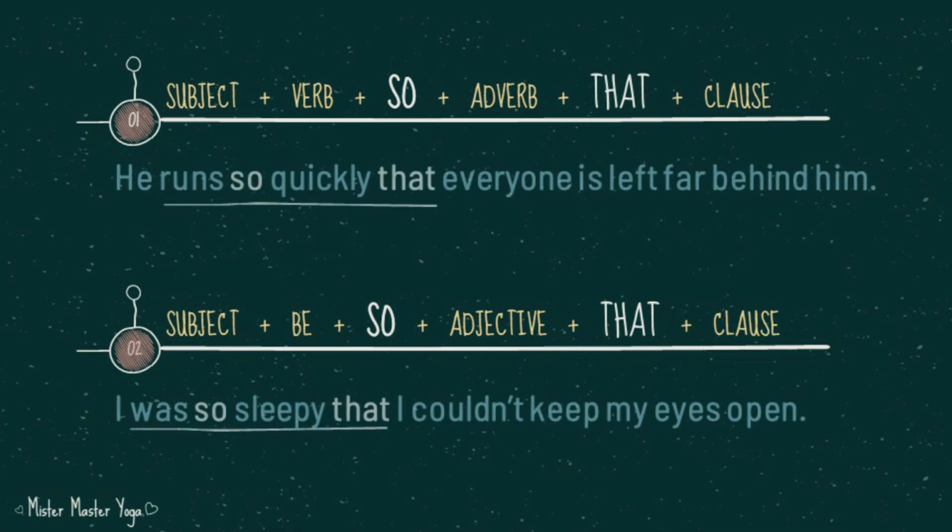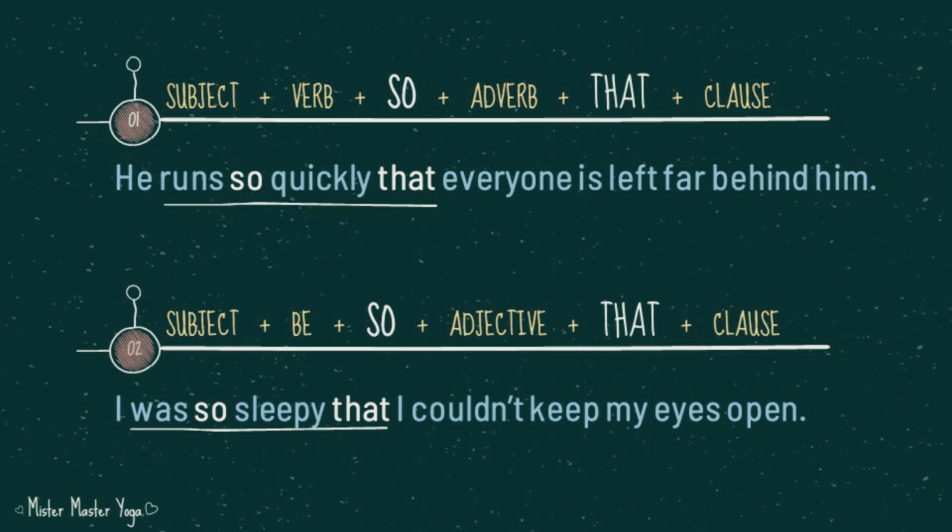He runs so quickly that everyone is left far behind him. Let's analyze the sentence. He runs. Subject plus verb. He runs so quickly. So it's subject plus verb plus so plus adverb, quickly, that everyone is left far behind him. Because he runs so quickly, the effect is everyone is left far behind him.